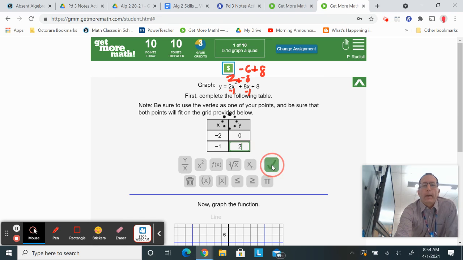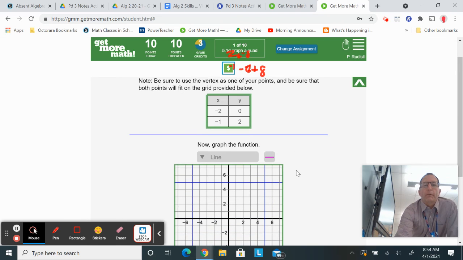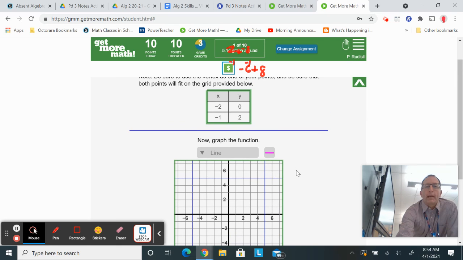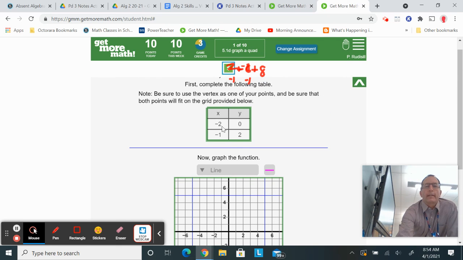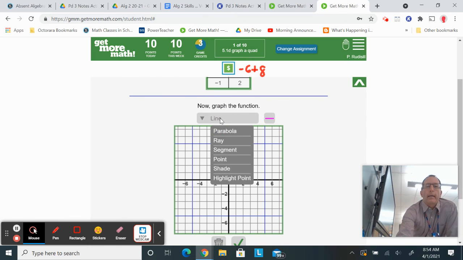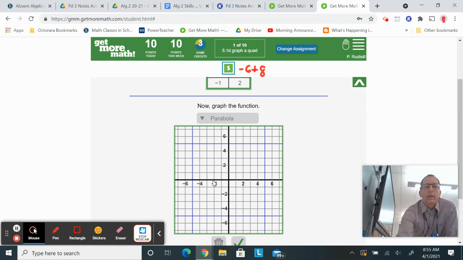Now those two ordered pairs will definitely fit on this graph here. But you want to start with the vertex. So my vertex was the negative 2, 0. So I need to click the line here, click parabola. So I wanted to make a parabola, and negative 2, 0. Negative 2 is x, 0 is y. That's where the line of symmetry is, and that's the vertex.